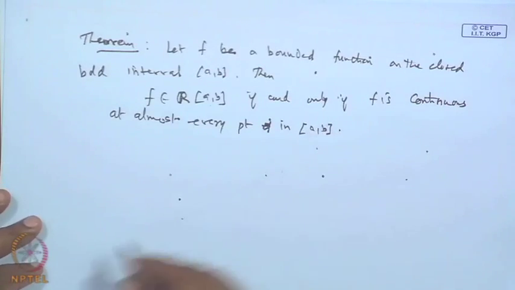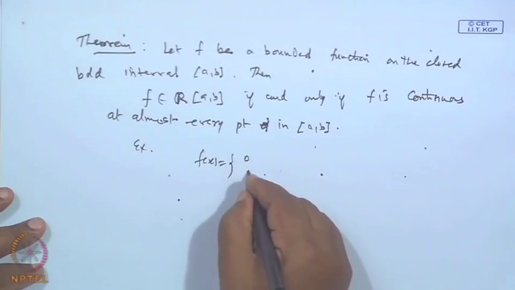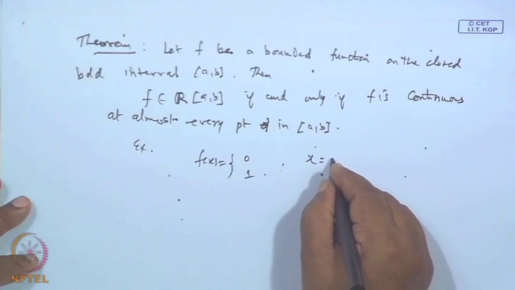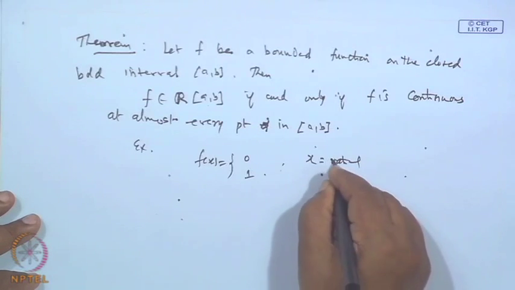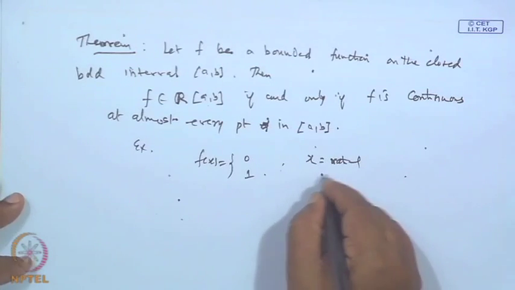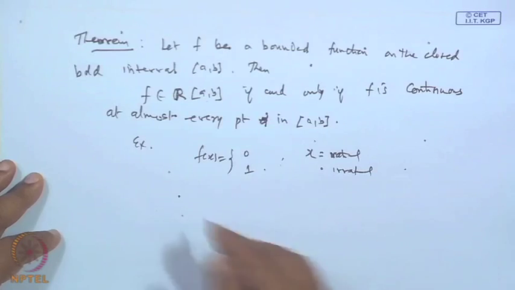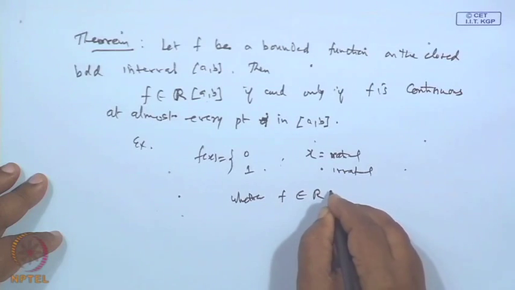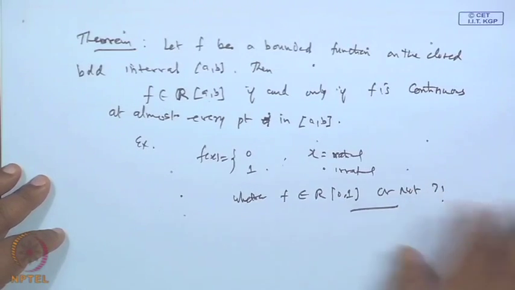For example, let us take this function. Suppose I define f(x) as 0 when x is irrational and 1 when x is rational. This is a bounded function. The question is whether f is Riemann integrable over 0, 1 or not. We will discuss this next in the tutorials. Thank you very much.